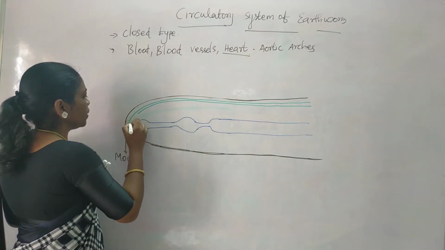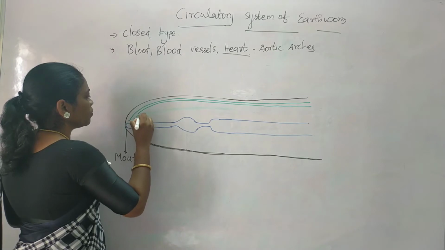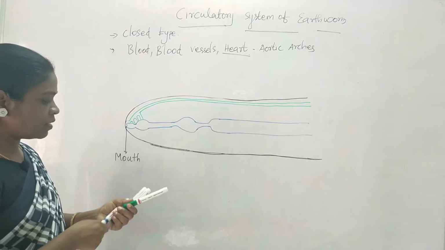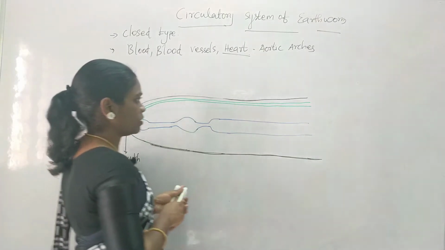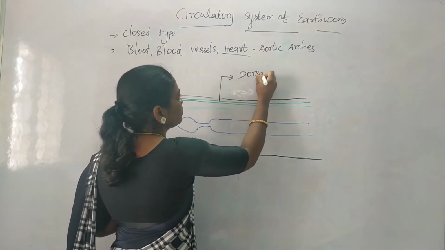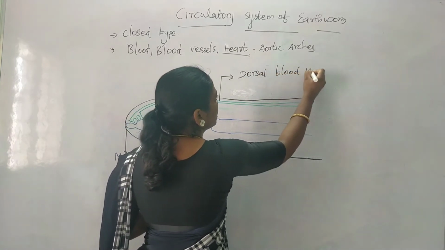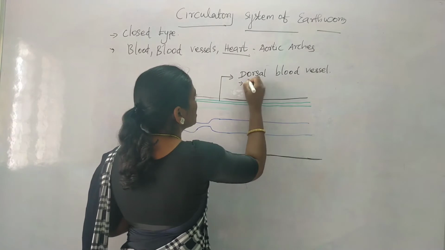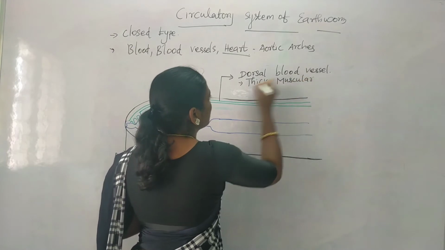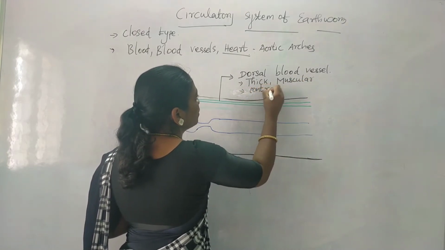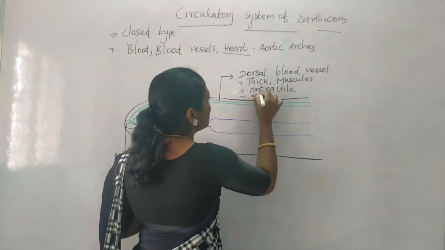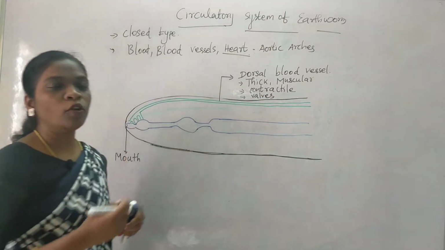It is connected to the anterior part by three blood vessels. So it is connected here in this way. This dorsal blood vessel is thick. It is muscular. It is also contractile in nature, and it has valves inside to regulate the flow of blood.